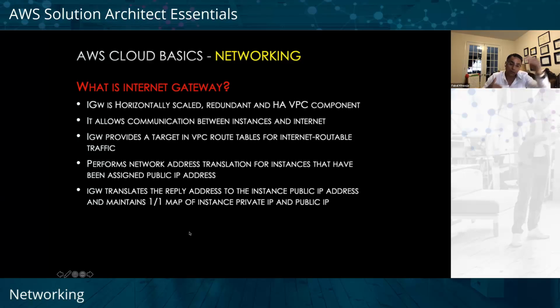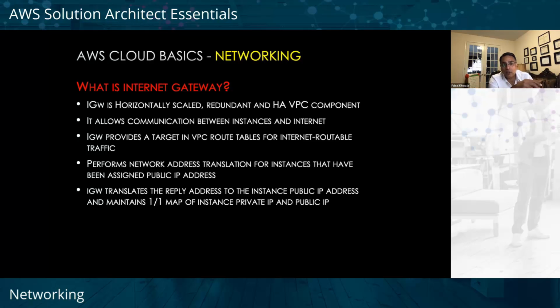Internet gateways are horizontally scaled, meaning you can scale horizontally, and if one goes down, the other can pick up. It allows communication between instances and the internet. The Internet Gateway, IGW, provides a target in VPC route tables for internet-routable traffic. So it basically provides a target, saying which machine I need to access when traffic is coming in from the outside. It always talks to the routing table to help it translate which machine needs to be accessed if traffic is coming in from the outside, from the internet, or when the traffic is going out.